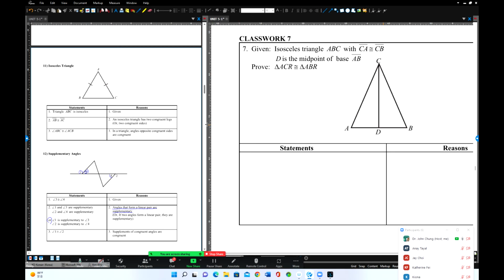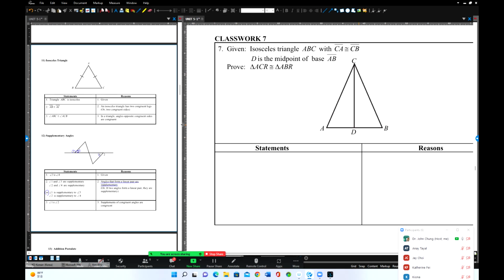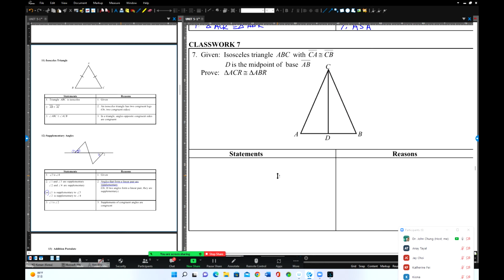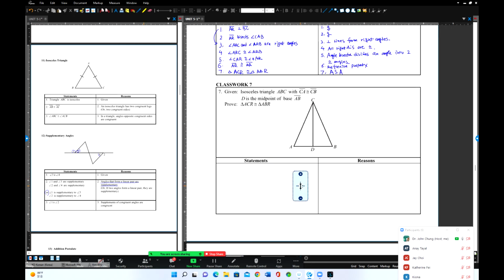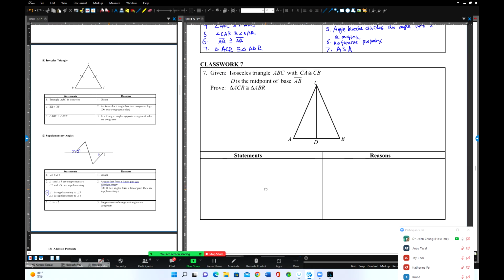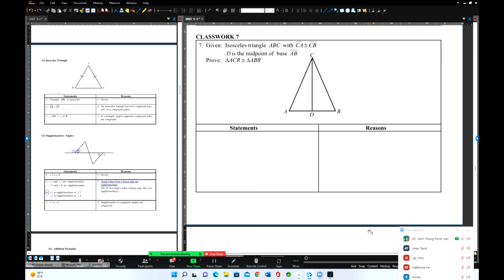I'm going to make it a little bigger, it's too small over here. This is better. Okay, so write down the given there. Given is what? Isosceles triangle ABC with CA congruent CB.